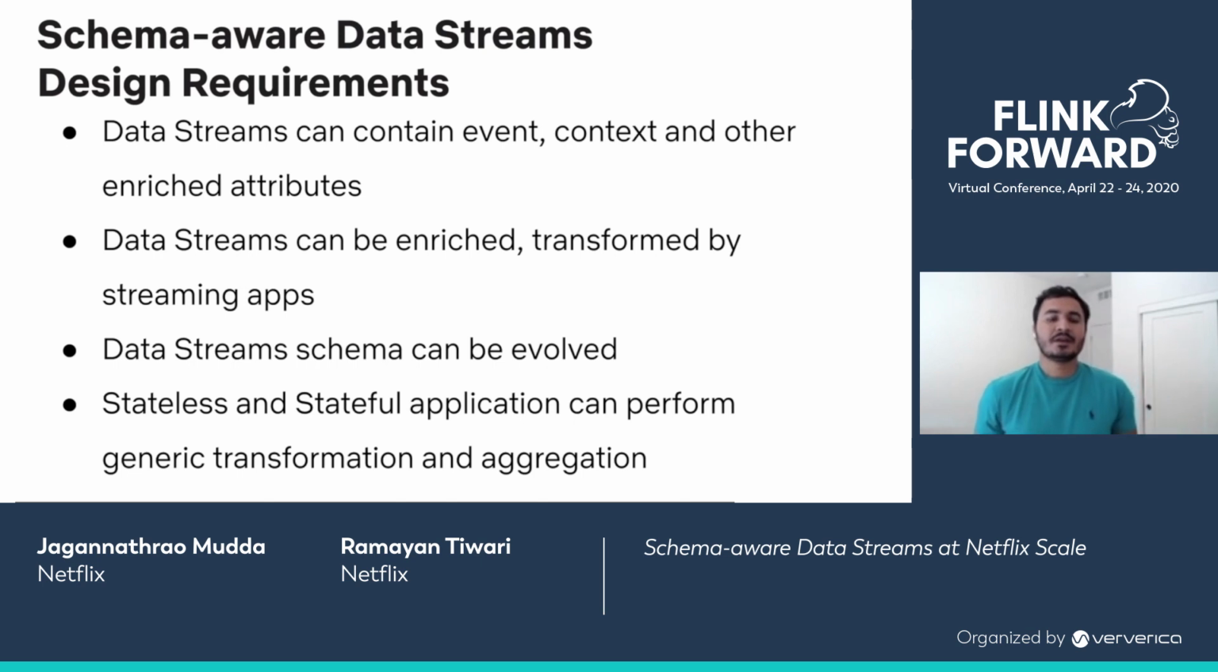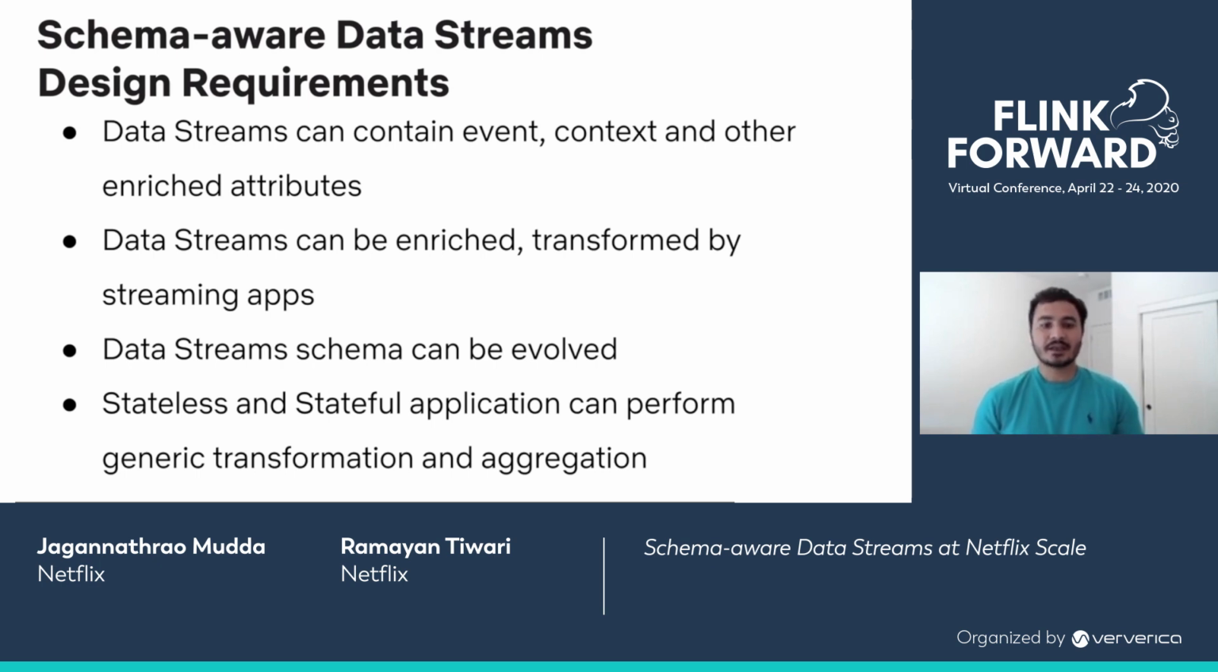Thanks, Mudda. So, what are some of the features that we would like to incorporate into a schema-aware data stream? Well, first and foremost, a stream should support a wide variety of primitive, composite, and custom data types. In our use case, an event is composed of some context details about the action, a snapshot describing the session or state at the time when the event occurred, and finally, a set of attributes to further enrich that particular event.